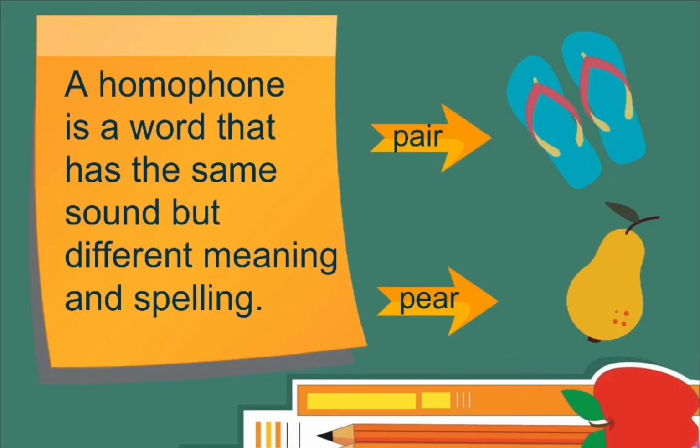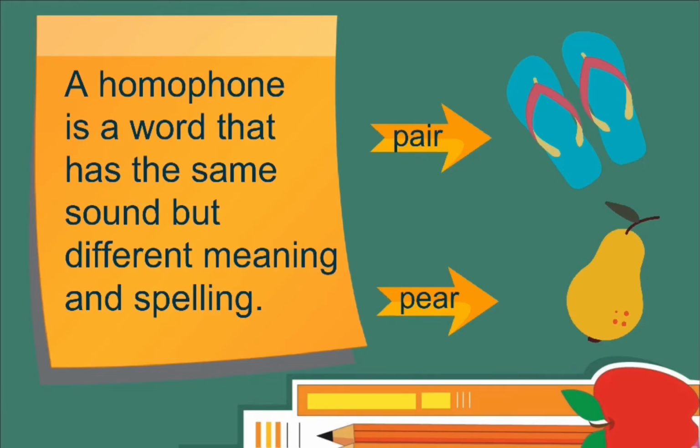A homophone is a word that has the same exact sound but totally different meaning and also spelling. We have a clear example here. Pair of sandals and pear as a fruit. Now, you can tell the difference because we have a picture on each of the words, and we also know exactly how they are written down. But let's imagine that these words were spoken. What's going to happen? We would need to use what are called context clues.